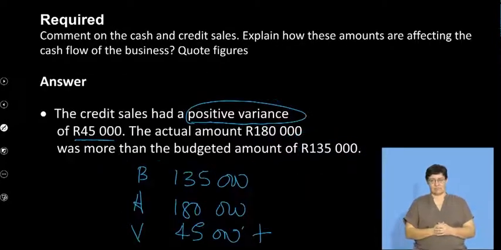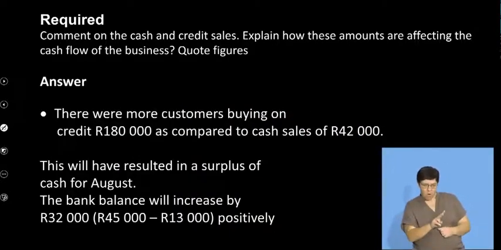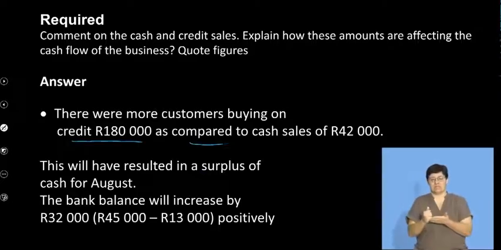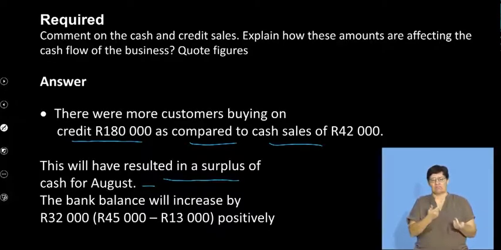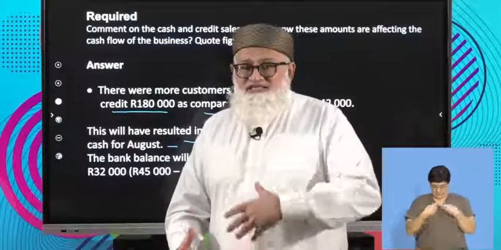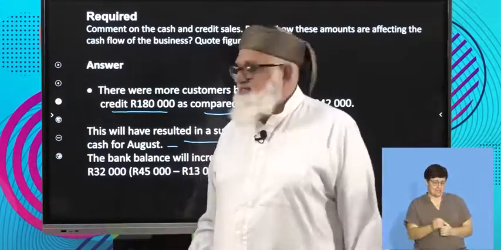Okay, now clearly you can see more customers were buying on credit as compared to cash sales. This will have resulted in a surplus of cash for August. The bank balance will increase by 32,000. How do we get that figure? Your 45,000 minus your 13,000. Clearly, you can see that what you have budgeted is different from your actual, which means it's going to impact on your cash balances.